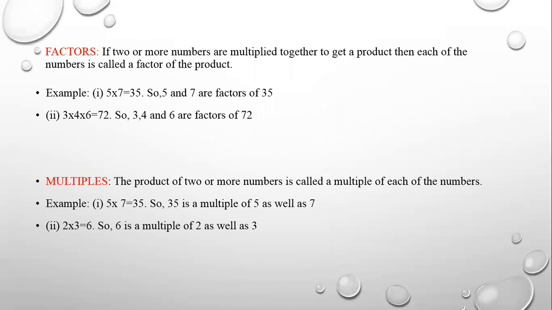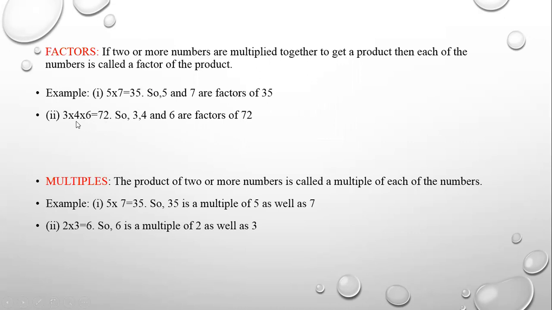First of all, we should know what factors and multiples are. If two or more numbers are multiplied together to get a product, then each of the numbers is called a factor of that product. Let us understand this with an example. Here we have two numbers, 5 and 7. When we multiply these two numbers, the product is 35, right? So we can say that 5 and 7 are the factors of the product 35.